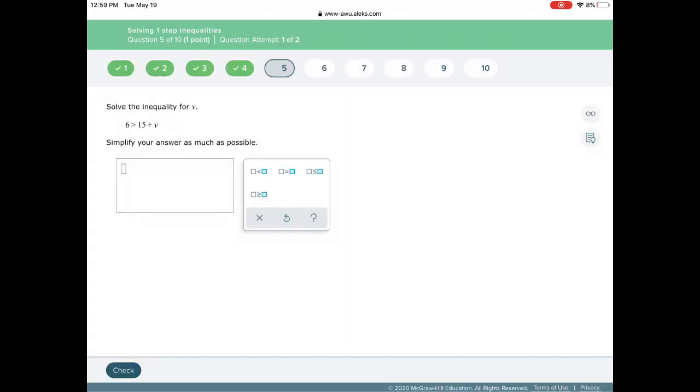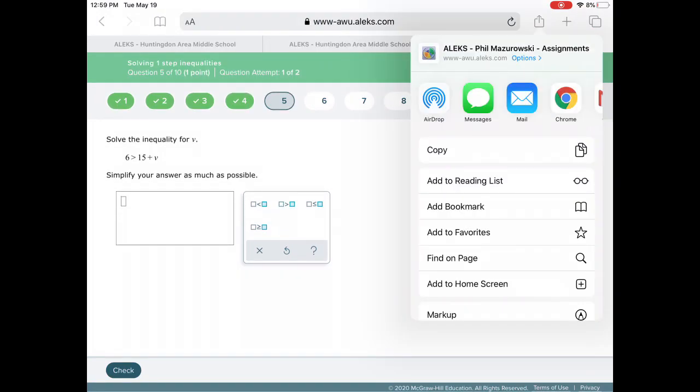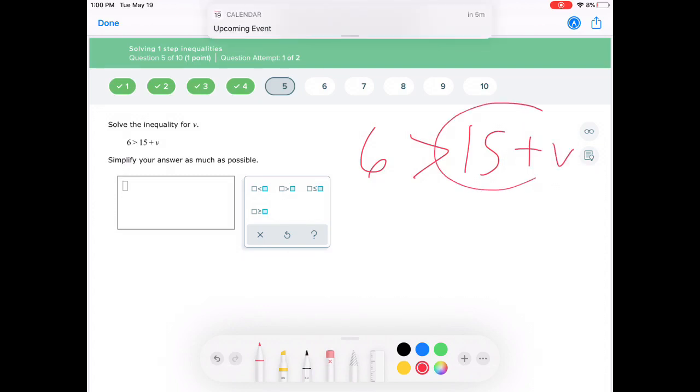So we've got 15 plus v. This is very similar to one that we did earlier. I think it was 13 plus v, it just happens to be on a different side now. So 6 is greater than 15 plus v. To undo this 15, once again, it's a positive 15, so I would put minus 15.